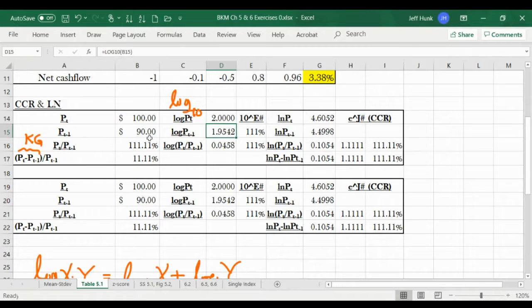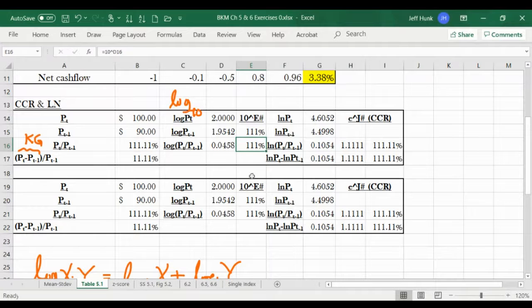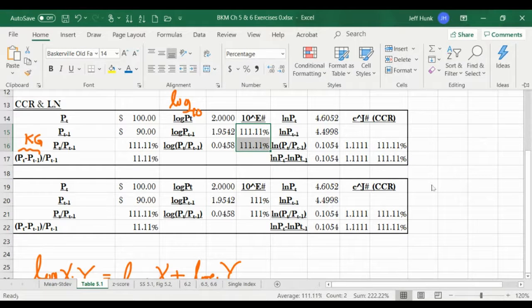And then log of 90 will be 1.9542. And then, if you take the log of the PT over PT minus 1, the gross return, it will give you exactly also 111%. Now, let me increase the decimal here. We'll see, right? It's the same thing.